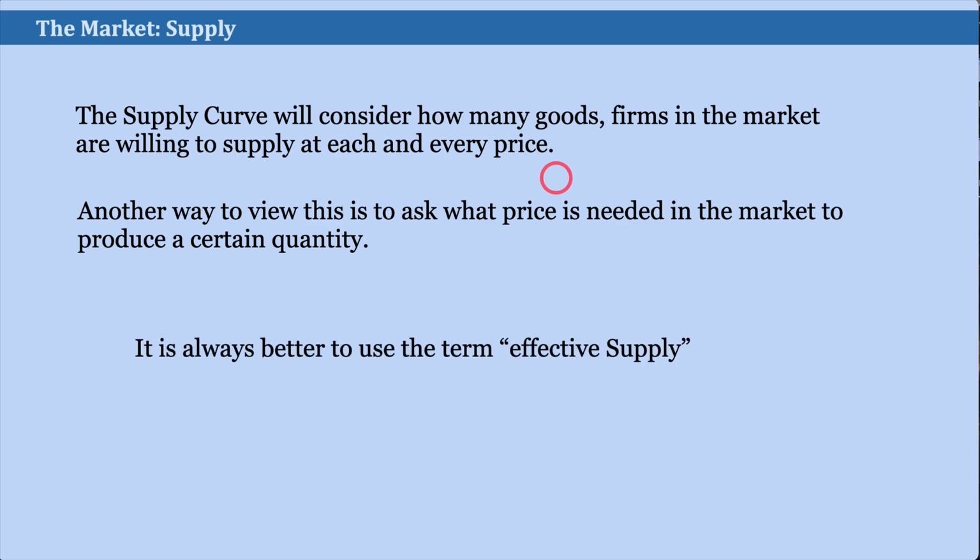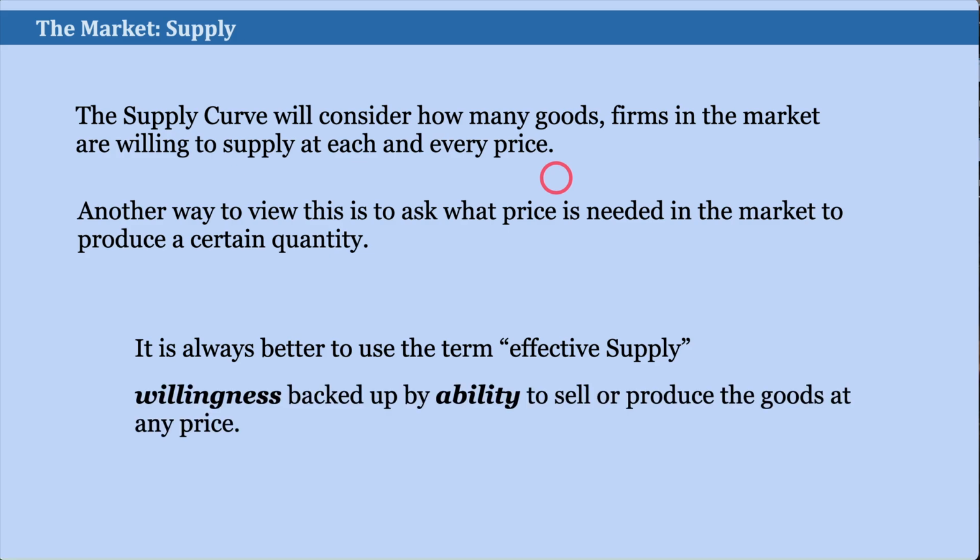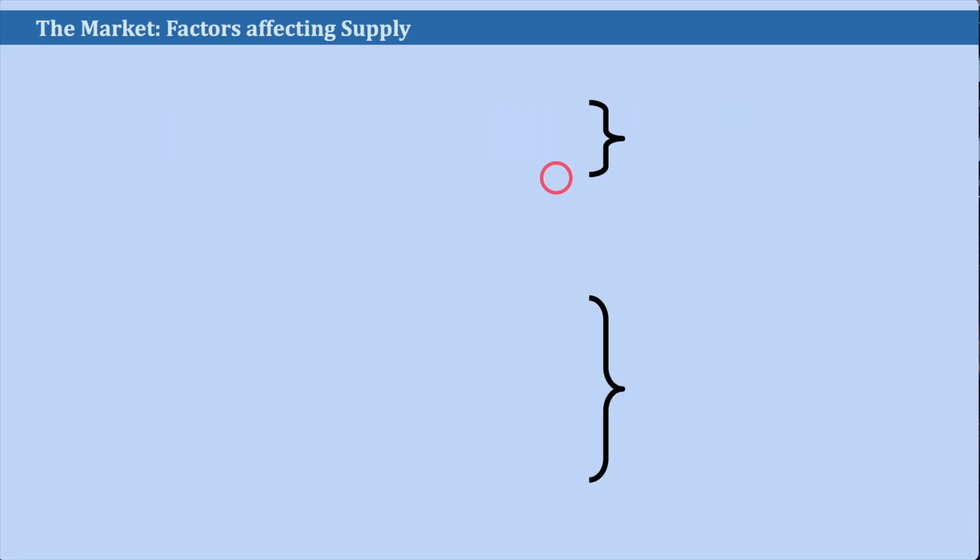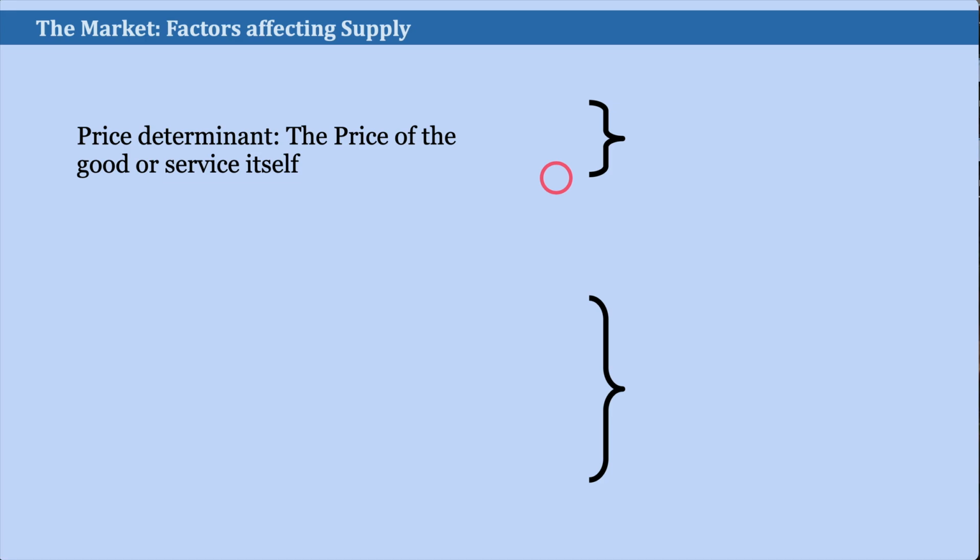And it's always better, like demand, to call it effective supply, the willingness of the firms to do this, backed up by the ability to sell the goods at any price. Okay, so willing and able again. Now, there's lots of factors that affect supply, but there's not as many as there are for the demand. But again, we've got to split them into these two. The price determinant is the price of the good itself, okay? And that's what we're going to be looking at in this video.